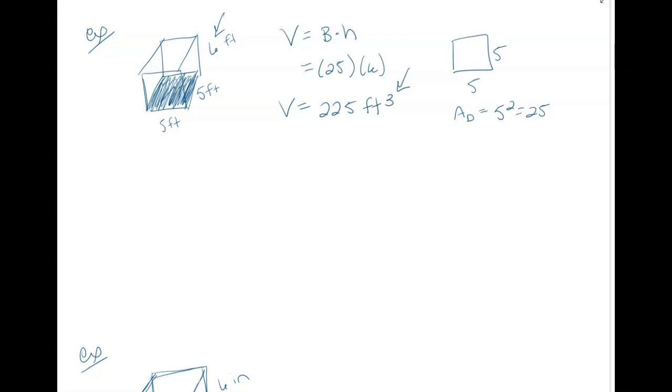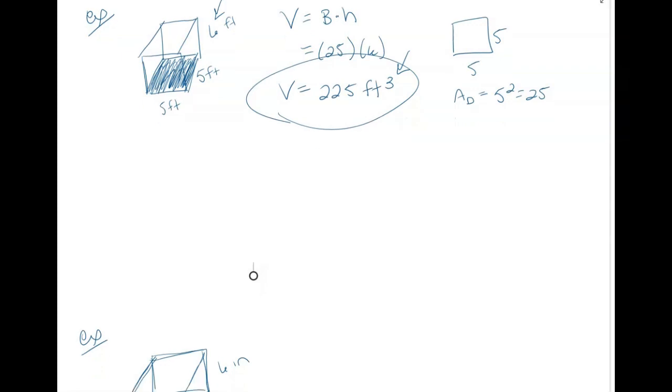Now notice this difference. When we were dealing with surface area, everything was in squared units. But now we're dealing with 3 dimensions, and so our units are going to be cubics. So make sure that you change that little superscript to 3 and not 2. All right, let's go ahead and move on to another example.